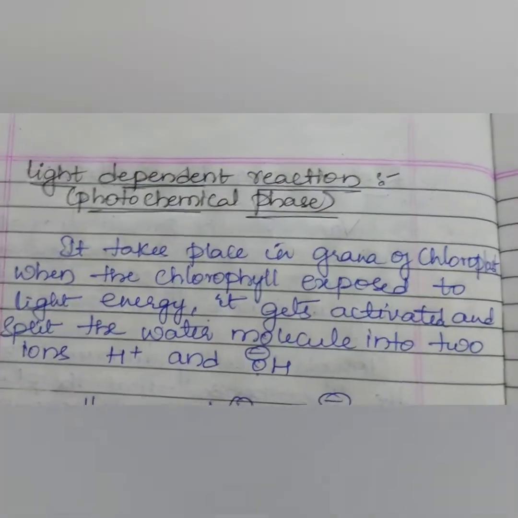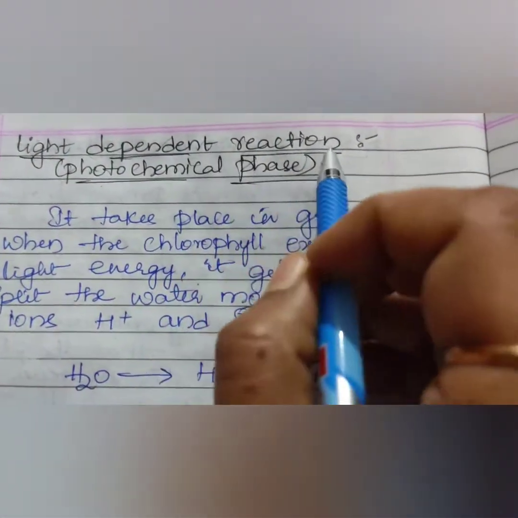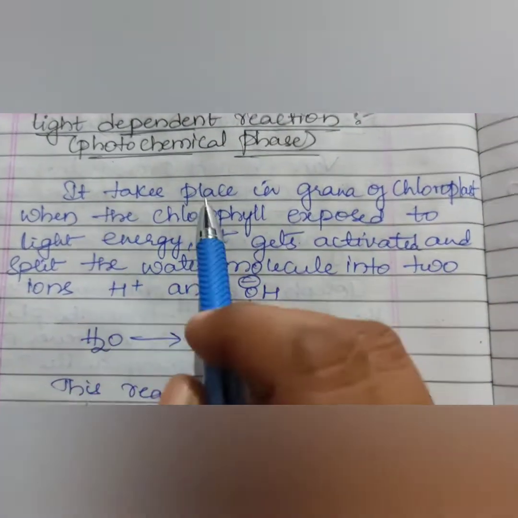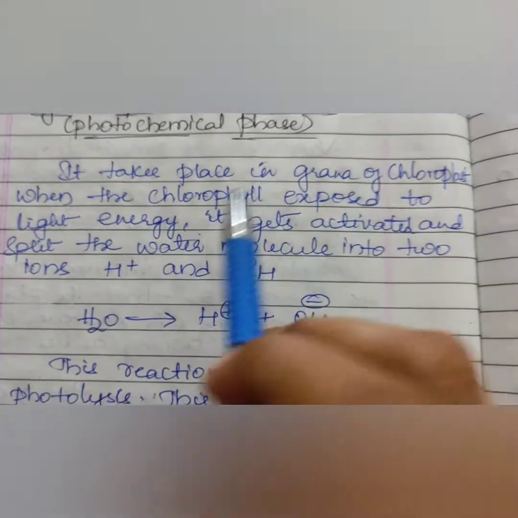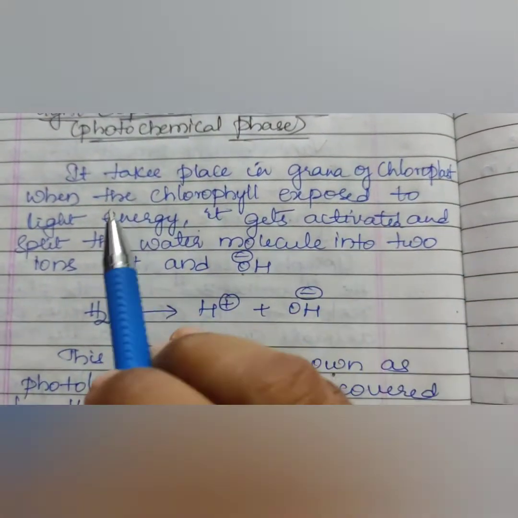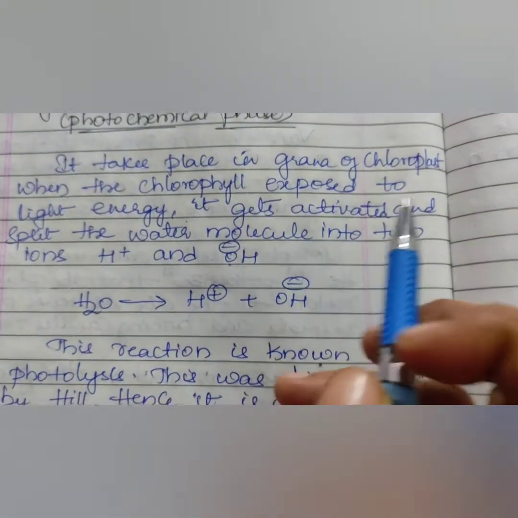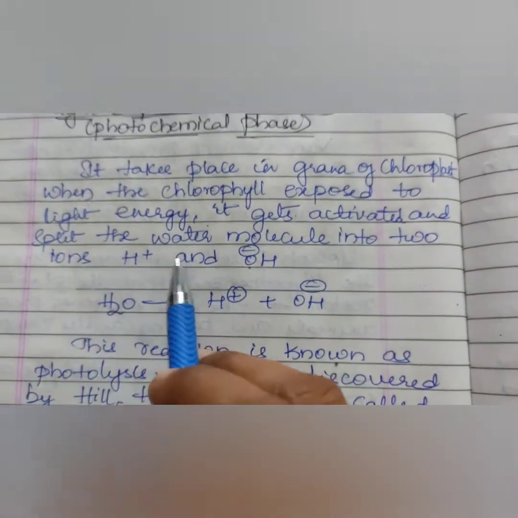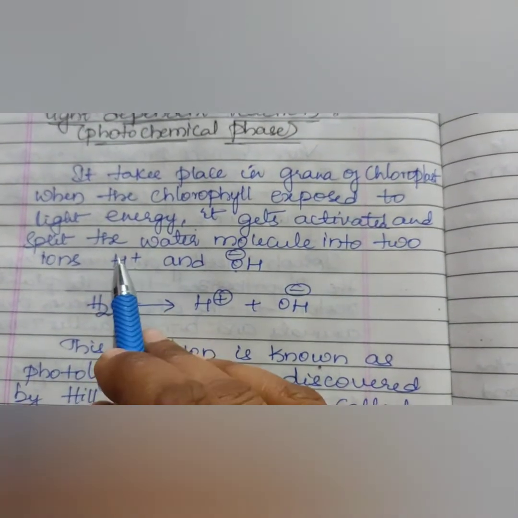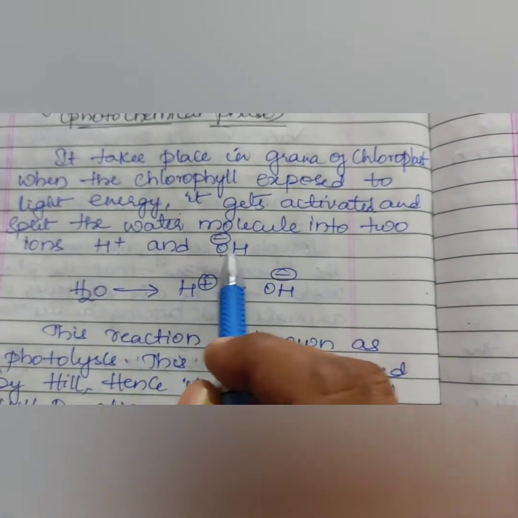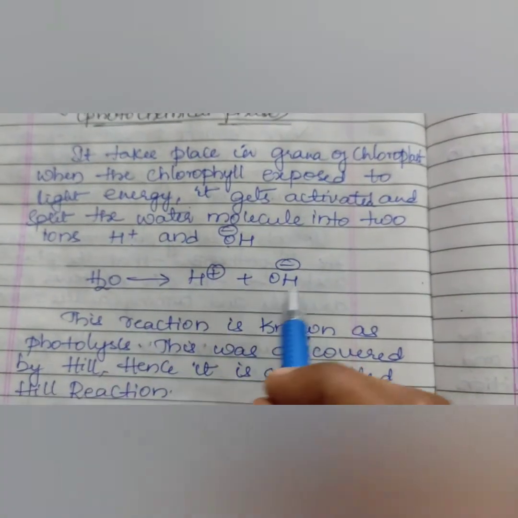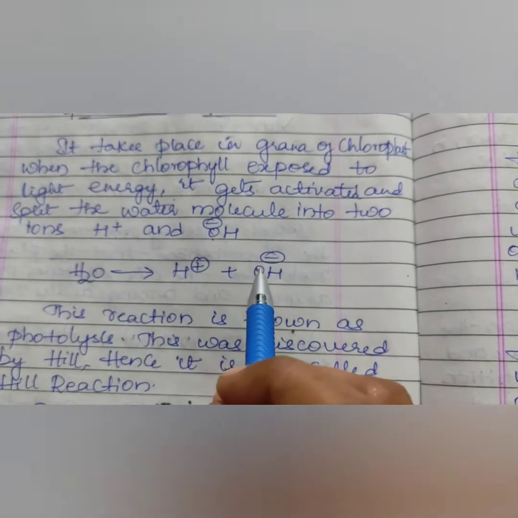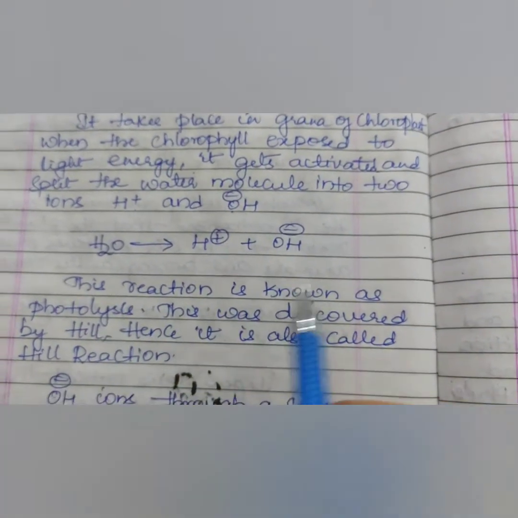Next we'll look at the light dependent reaction. It is also called the photochemical phase. It takes place in the grana of chloroplast. When the chlorophyll is exposed to light energy, it gets activated and splits the water molecule into two ions, H plus ions, that is hydrogen ions, and hydroxyl ions, OH minus ions. So this is called photolysis of water. Water splits into hydrogen and hydroxyl ions. This reaction is known as photolysis.